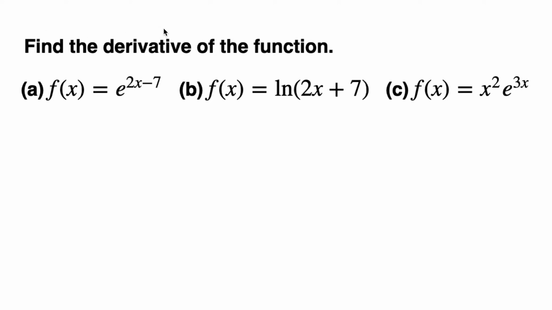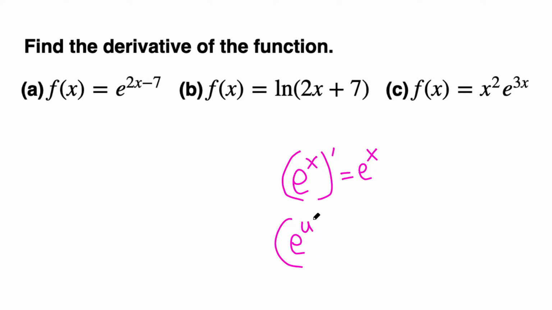Find the derivative of the function. In part A, we got e raised to 2x minus 7. We know that when we have e raised to x, its derivative is itself. But when we have e raised to some function of x, let's say u, where u is a function of x, then we need to use the chain rule.